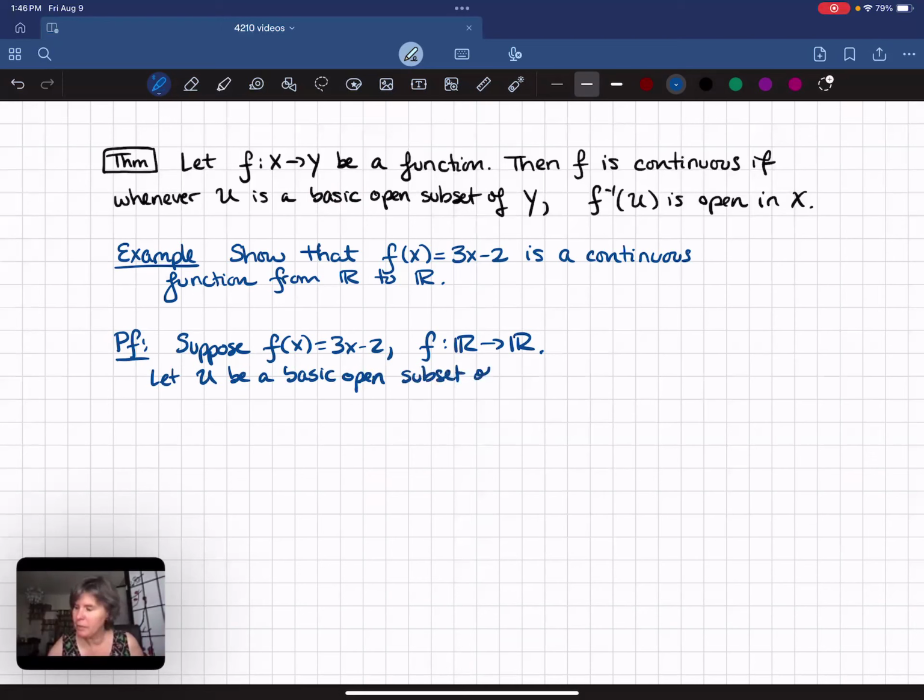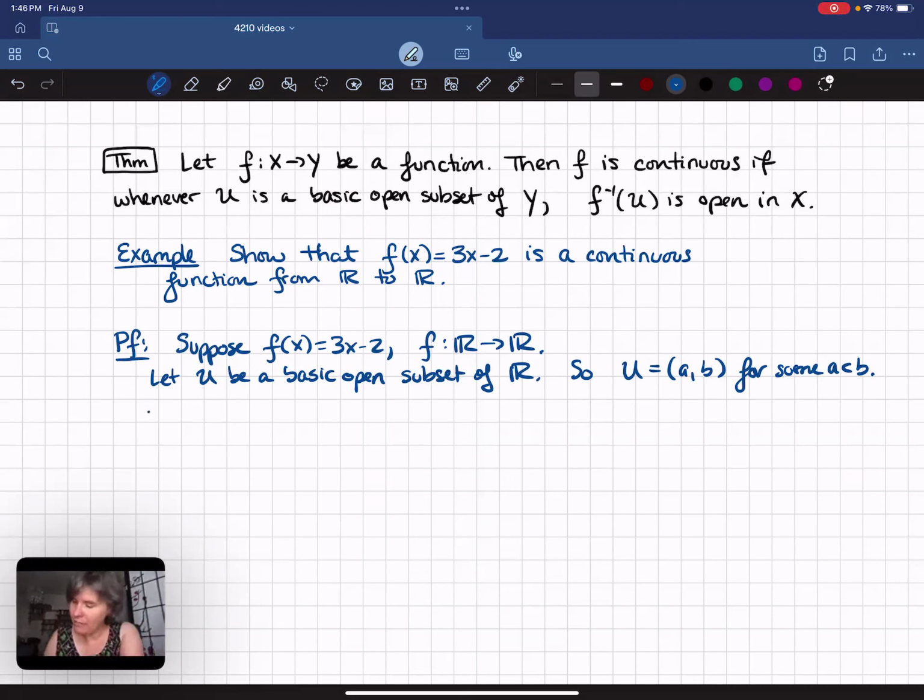So we're going to let U be a basic open subset of the reals. What's nice is that since we assume it's a basic open subset, that means it is an open interval. If I couldn't use the word basic there, I would just have to assume that U was a union of open intervals. I could still do the proof, but it would be slightly more annoying, just a little bit more complicated. So I'm going to assume U is just a basic open subset of the reals, so it looks like an open interval (a, b).